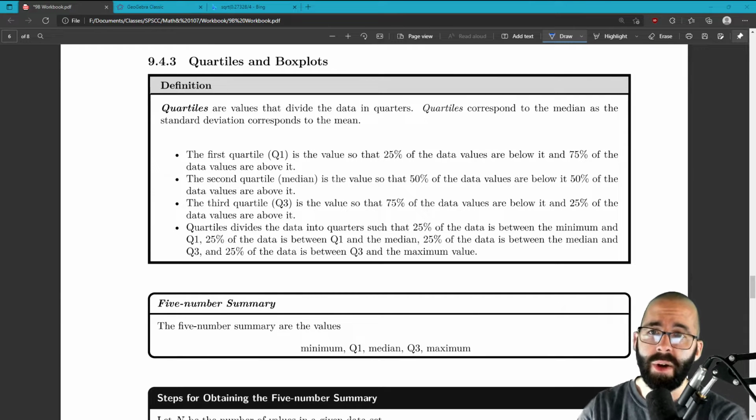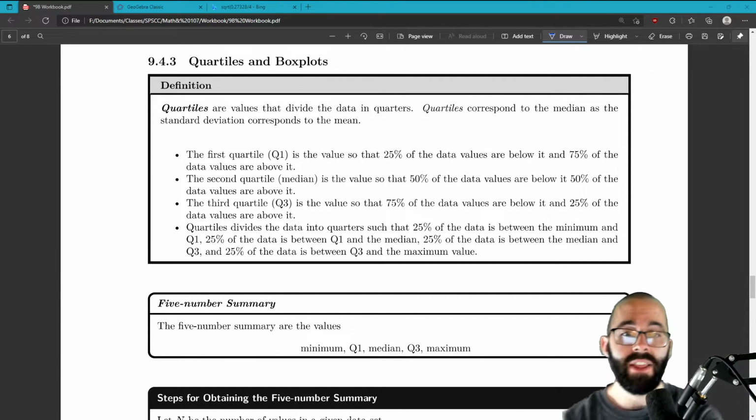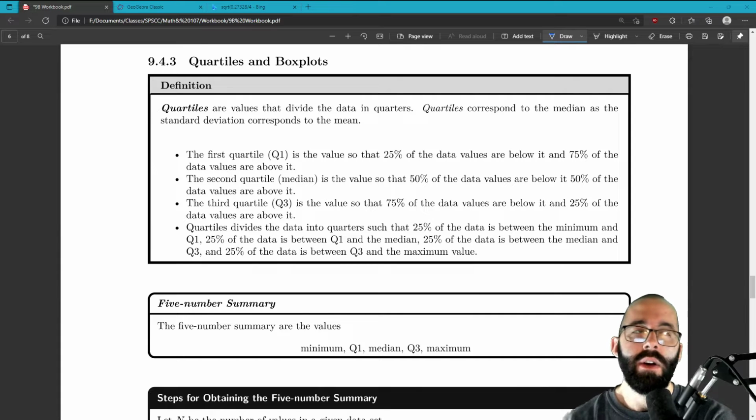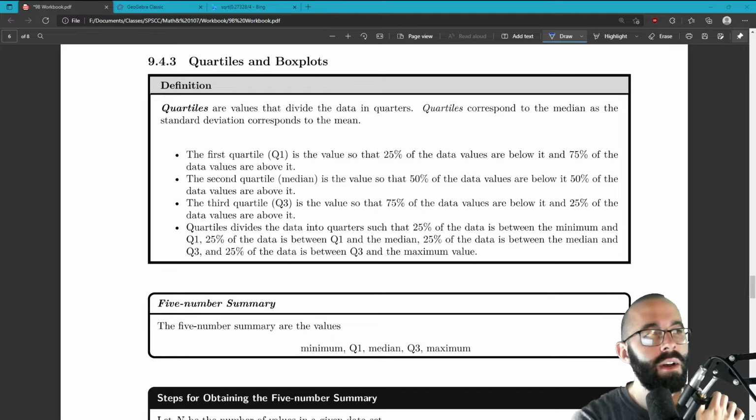All right, we're going to talk about quartiles next, and the 5-number summary. Quartiles, if you've heard of percentiles, they're basically the same thing. If you're in the 99th percentile, that means you're higher than 99% of people. If you're in the 70th percentile, it means you're higher than 70% of the people. Quartiles are just special percentiles.